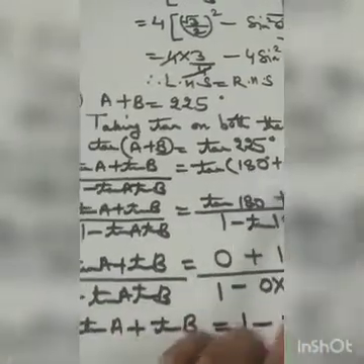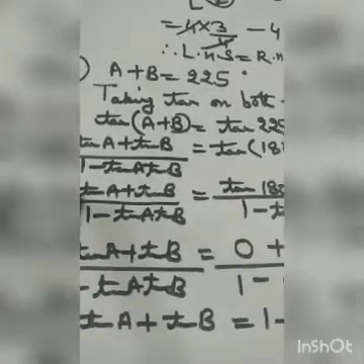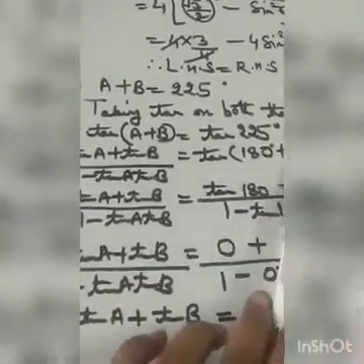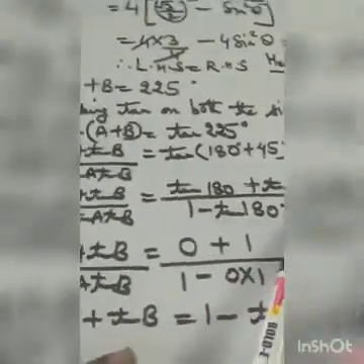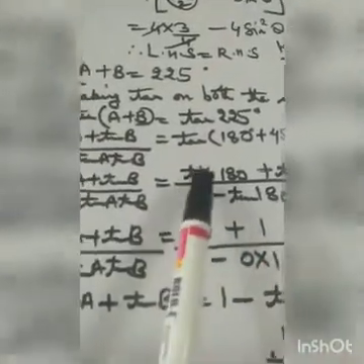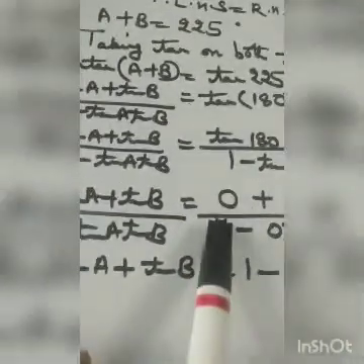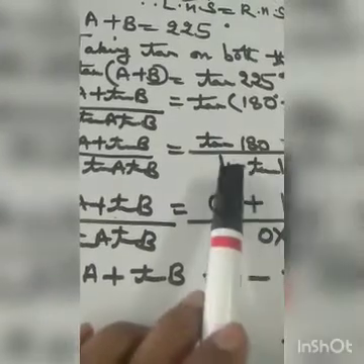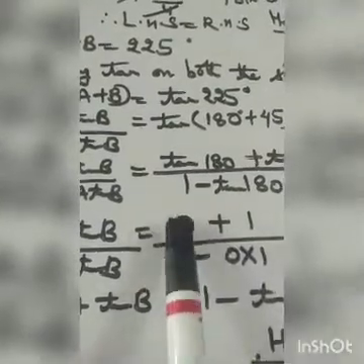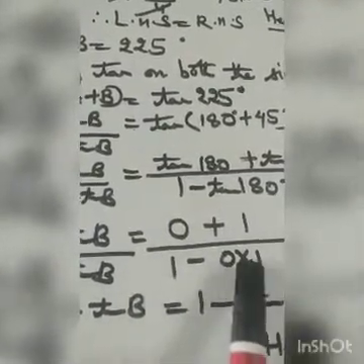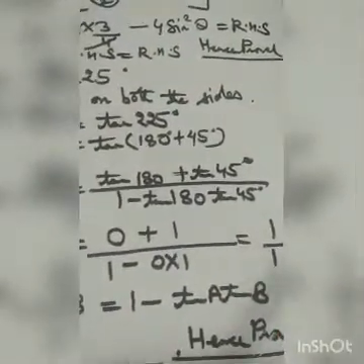225 could be written as 180 plus 45, both in standard angle form. Now left hand side we will leave as it is. Simplify right hand side with the formula tan 180 plus tan 45 upon 1 minus tan 180 into tan 45. Substitute the values. Tan 180 is 0, tan 45 is 1. So numerator 0 plus 1, denominator 1 minus tan 180, again 0, into tan 45, again 1. So 0 plus 1 upon 1 minus 0 into 1. So you are getting 1 upon 1, which is equal to 1.